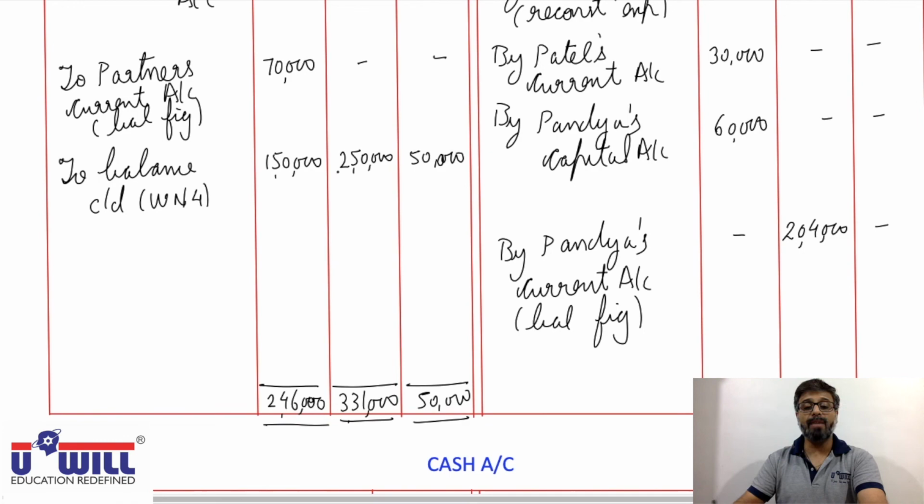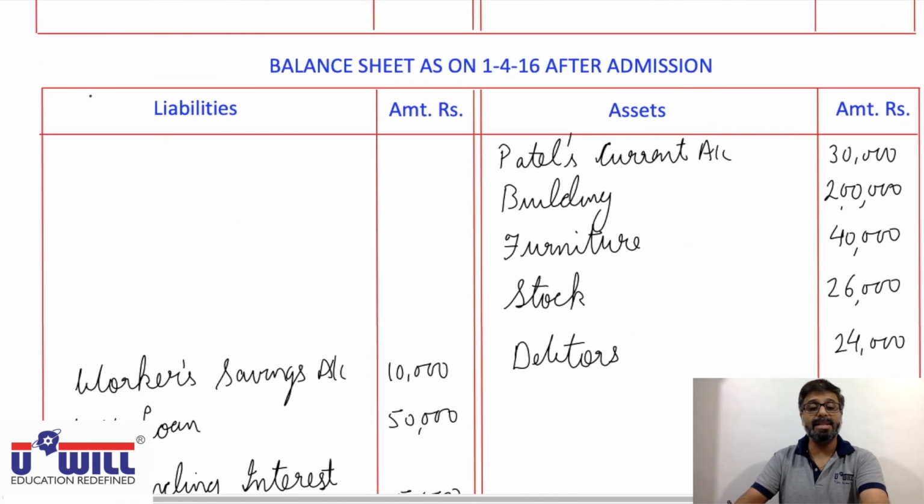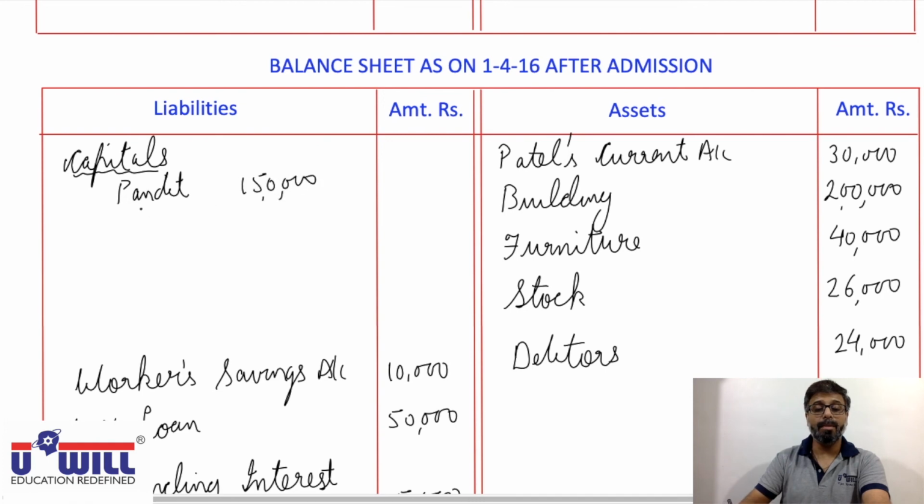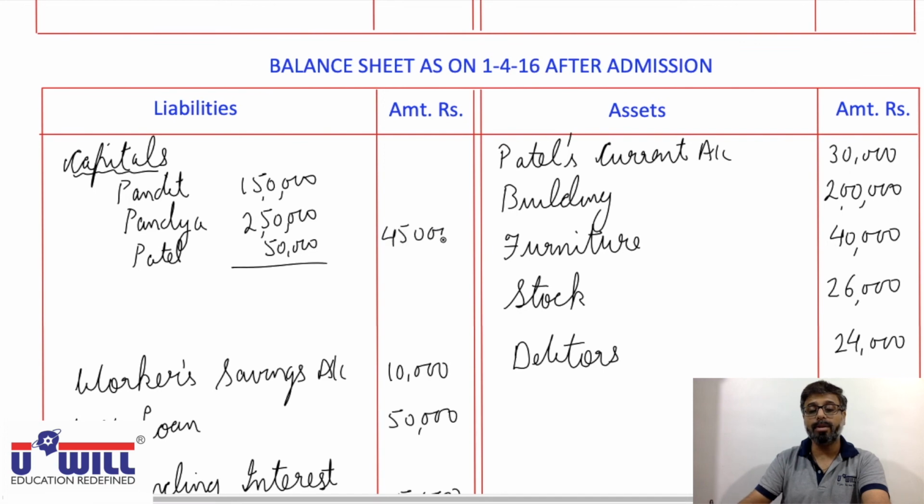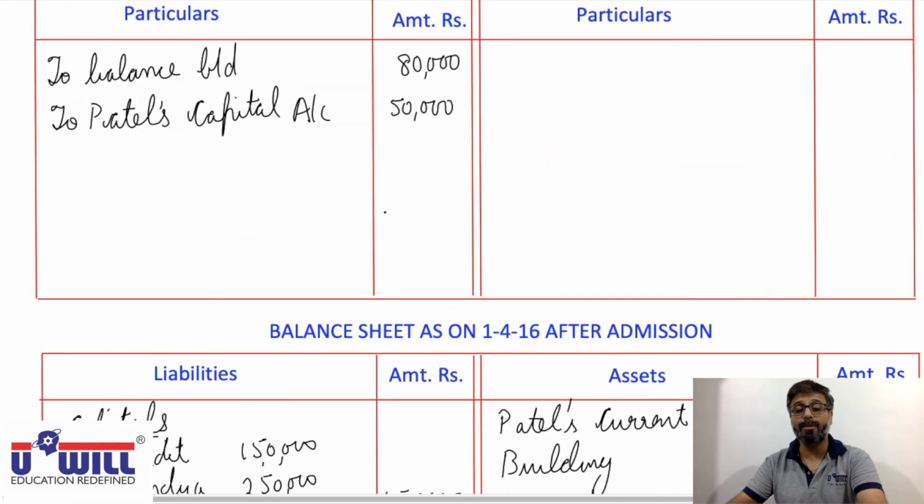Now these capitals, 150, 250 and 50, we will write on the liabilities side. Capitals: Pandit 1,50,000, Pandya 2,50,000 and Patel 50,000. So total capital 4,50,000, which we even obtained in working note 4, that the total capital of the firm should be 4,50,000.